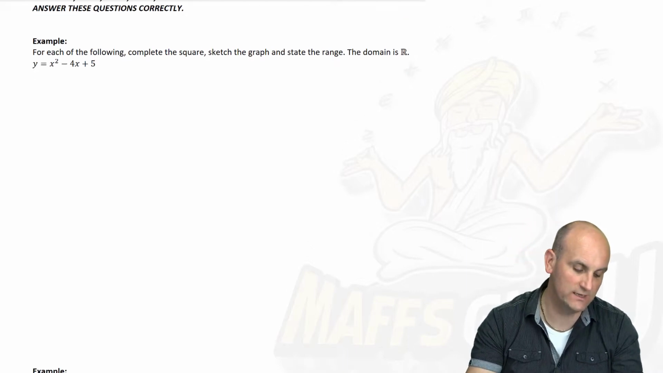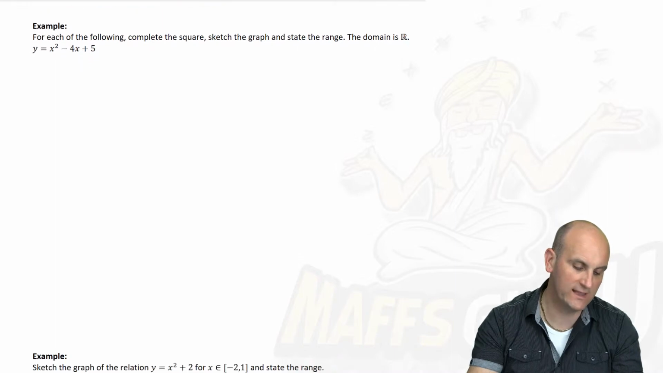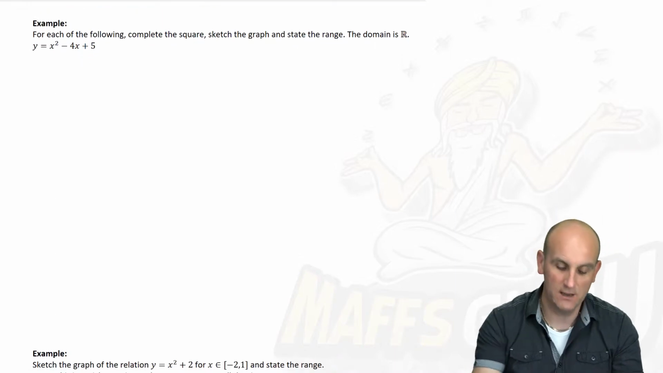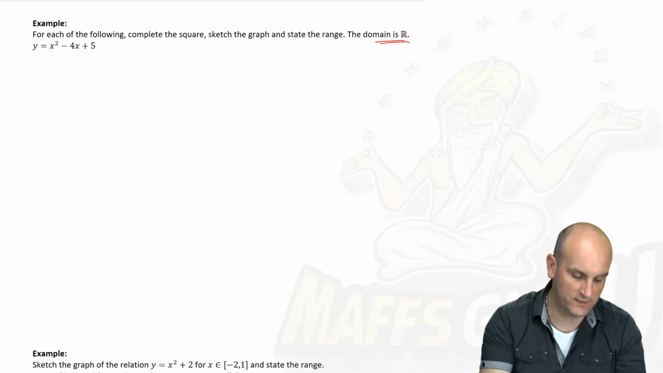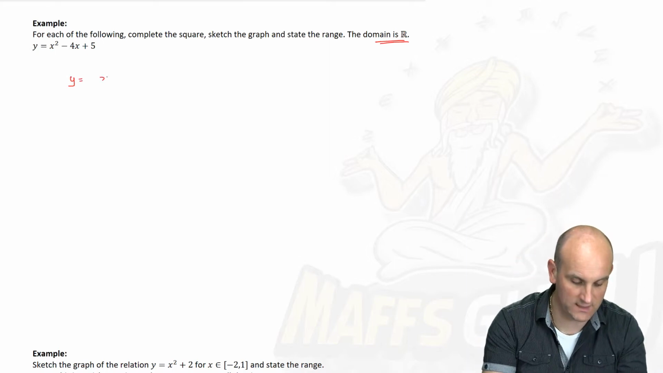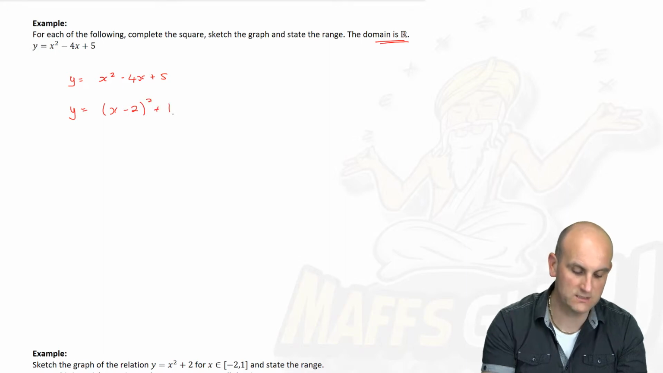Okay, so the first one: for each of the following, complete the square, sketch the graph, and state the range. Important thing, the question says the domain is real. Fair enough. So first things first, it says complete the square. We've got y is equal to x squared minus 4x plus 5. Completing the square gives me (x minus 2) all squared plus 1.